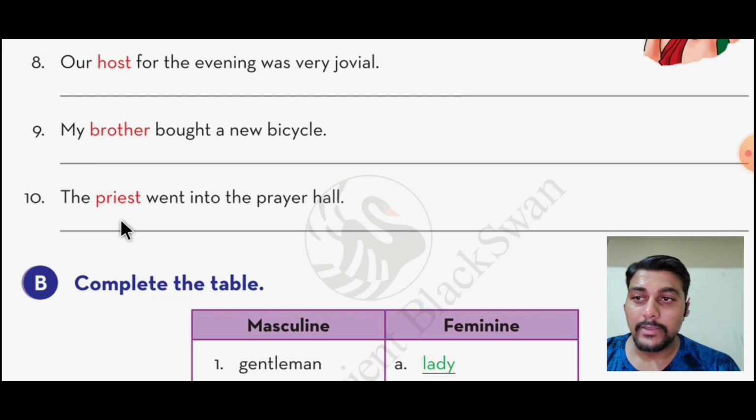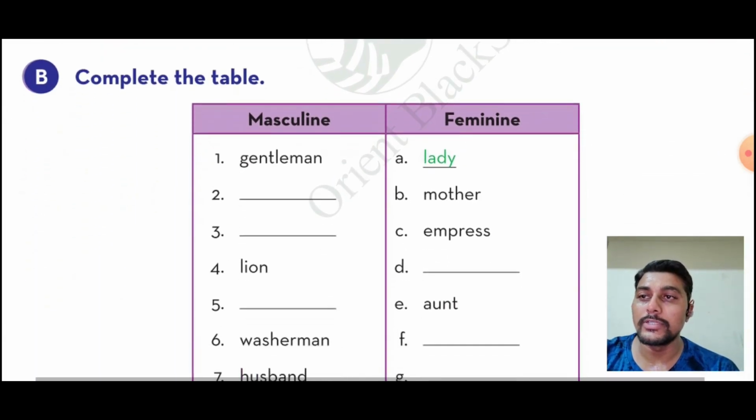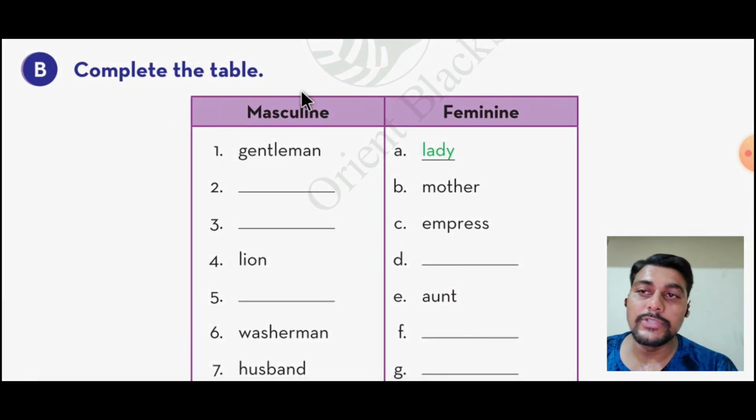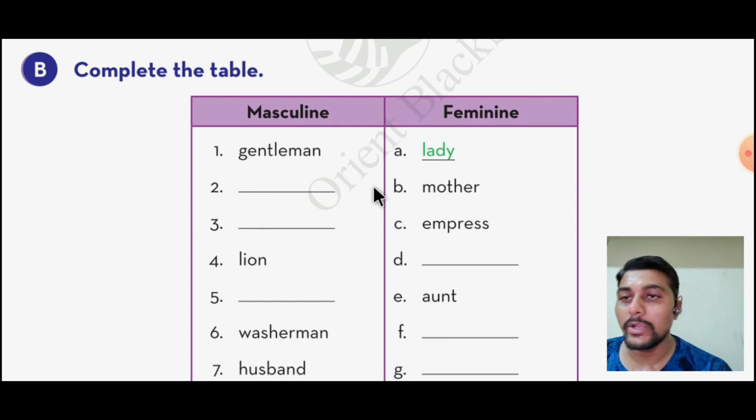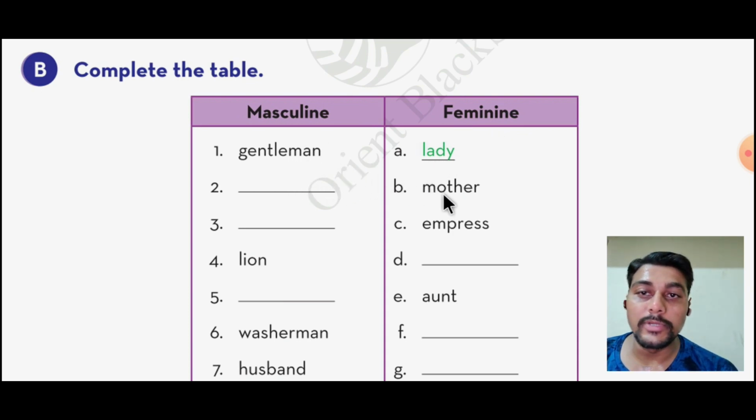Now exercise B is also different, but has the same kind of category of questions. Complete the table in which we have to write both forms, either the masculine form or feminine form, according to the blanks given in the table. Understood? Yes. First one is given. Gentleman, feminine noun is lady. So what should be the masculine noun of mother? Yes, father. Very good. Second answer is father.